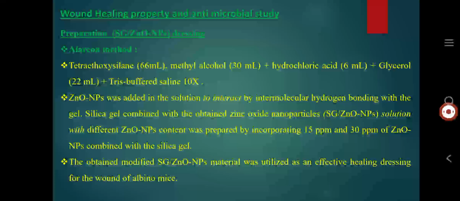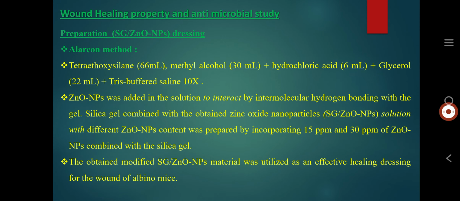I used the sol-gel method with tetraethyl orthosilicate (thiocyansilane), methyl alcohol, hydrochloric acid, glycerol, and Tris-buffered saline. Zinc oxide nanoparticles were added to the solution to interrupt the intermolecular hydrogen bonding with the gel. Silica gel was combined with the obtained zinc oxide nanoparticles.